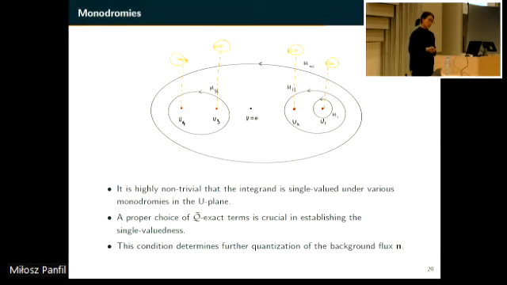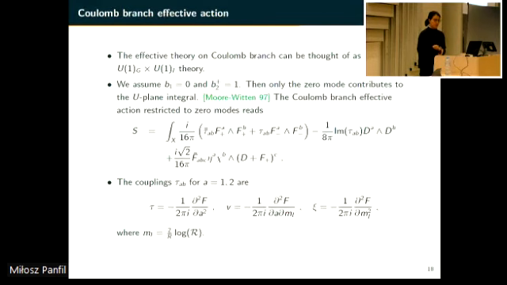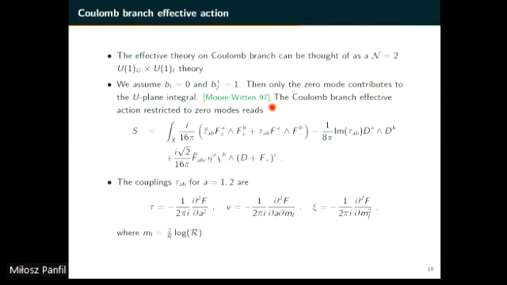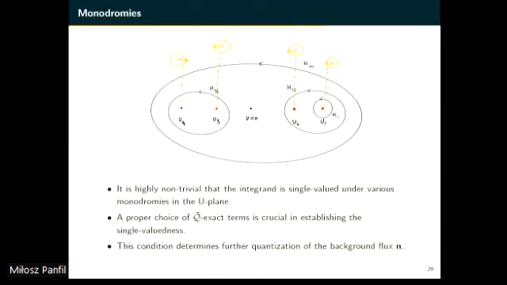Okay. However, we checked that the integrand is in fact single valued under all the monodromies we have, which is a non-trivial check. And in establishing that single valuedness, a proper choice of Q-exact terms in the original action was really important. So for example, in this action, except for this term here, you may be able to see that all the other terms are in fact Q-exact pieces. Okay. But in establishing single valuedness, the proper choice of the Q-exact terms is really crucial. And also this condition that I just mentioned determines a further quantization condition of the background flux N that I introduced as the insertion of the Chern-Simons observable. Okay.